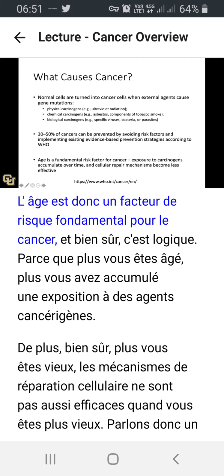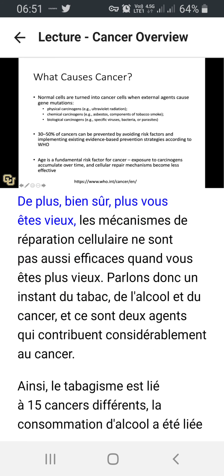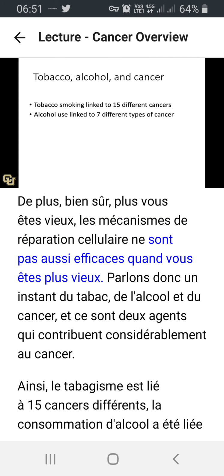So age is a fundamental risk factor for cancer. And of course that makes sense, right? Because the older you are, the more you've accumulated exposure to carcinogens. And also, of course, the older you are, these cellular repair mechanisms aren't nearly as effective.